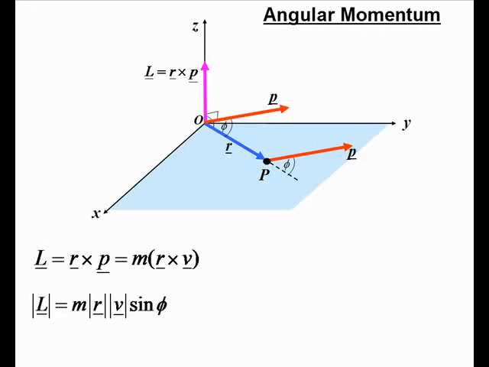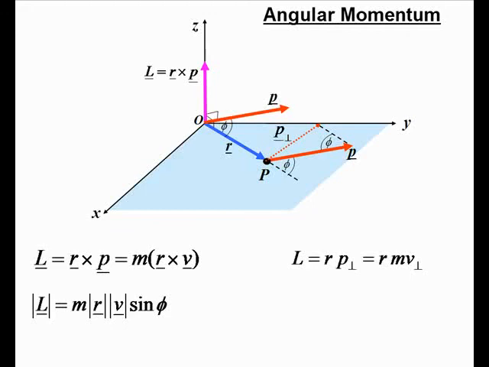The magnitude of the angular momentum is just given by the mass times the magnitude of the position vector times the magnitude of the velocity vector times sine of the angle phi, where phi is the angle between the momentum vector and the position vector.